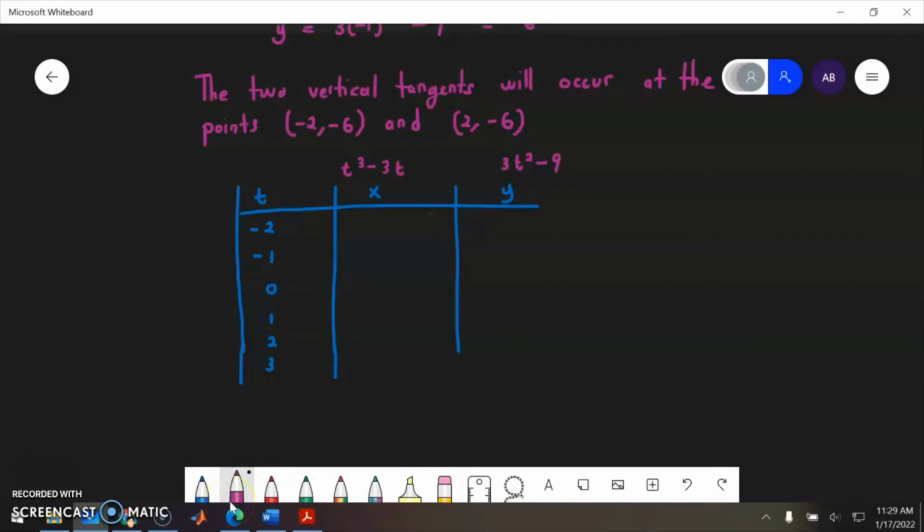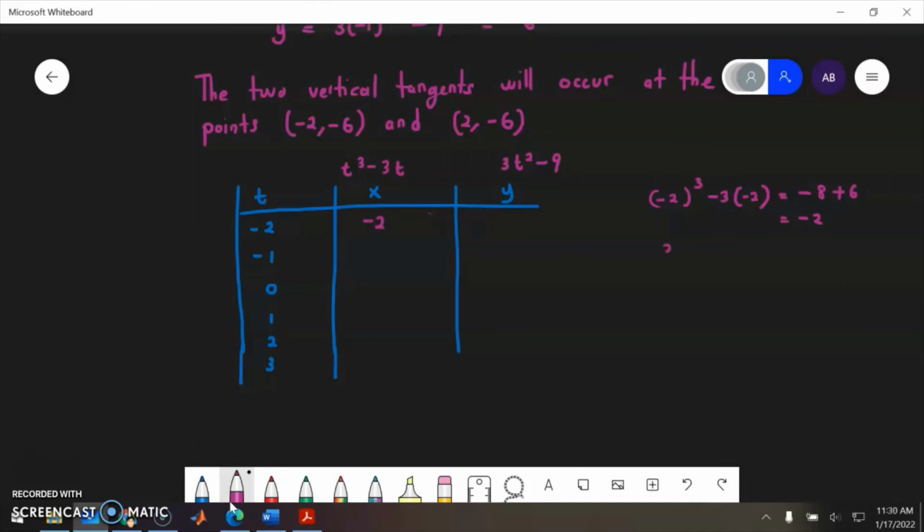Let me just do it here. So when t is -2, we have (-2)^3 - 3(-2). So I have -8 + 6, which is -2. Okay, my x is -2. When t is -2, x is -2.